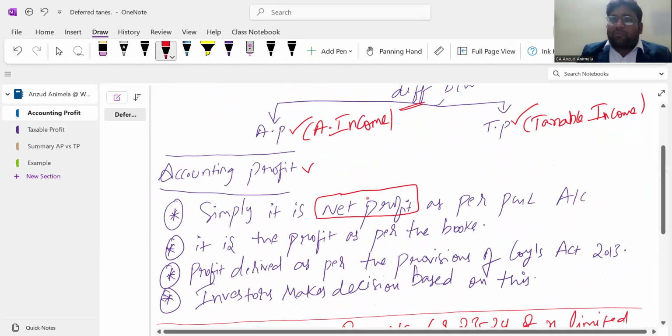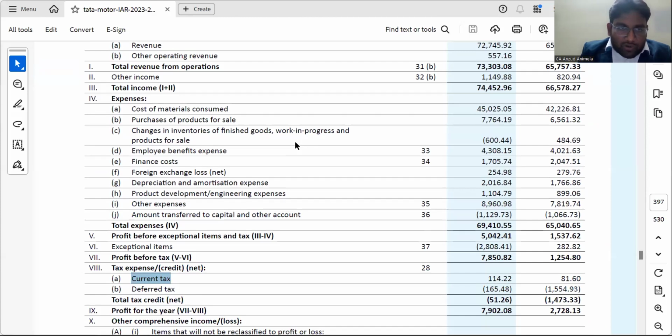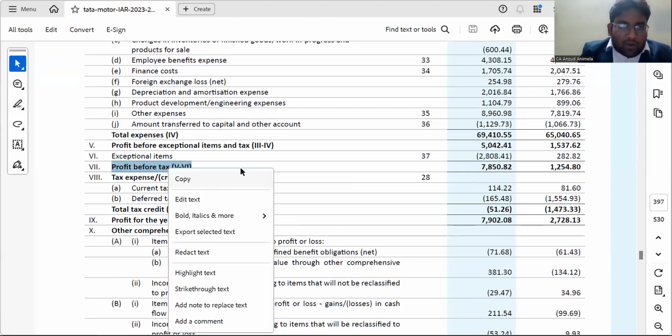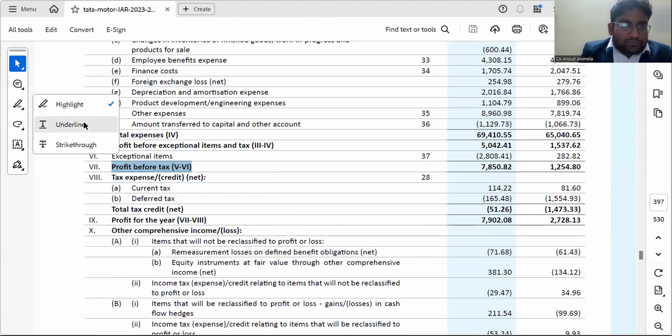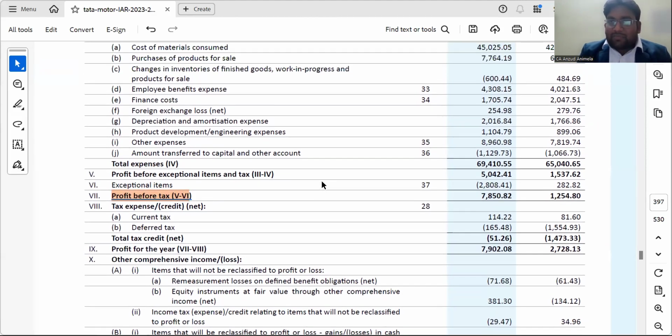If you want me to show the accounting profit in the statement of profit and loss account of Tata Motors Limited, which we discussed earlier, let me show that. So here is the statement of profit and loss account of Tata Motors for the year 23-24. This is the accounting profit. Let me color it. So accounting profit is simply what you can find in the statement of profit and loss account.